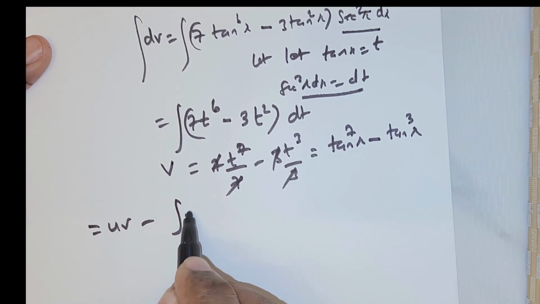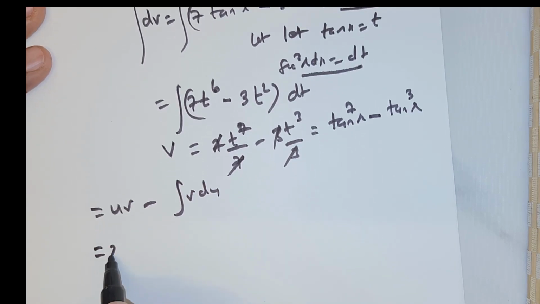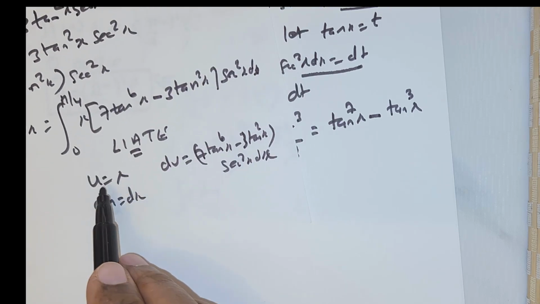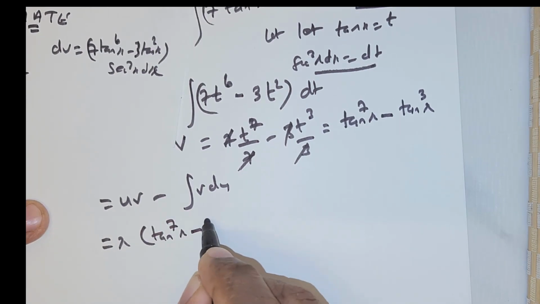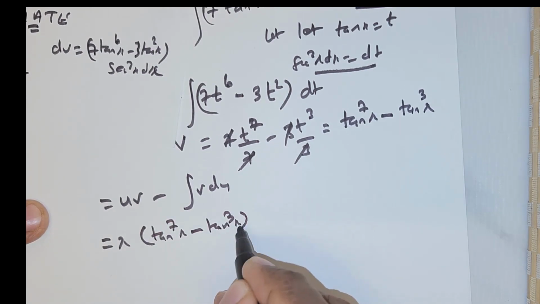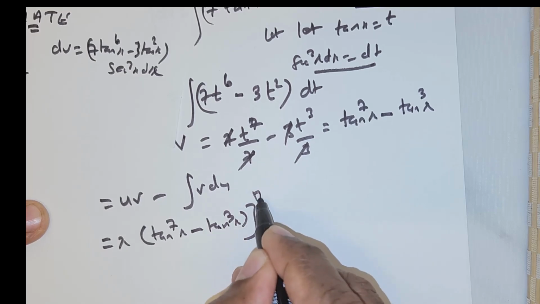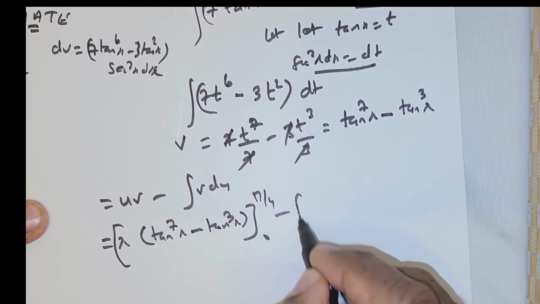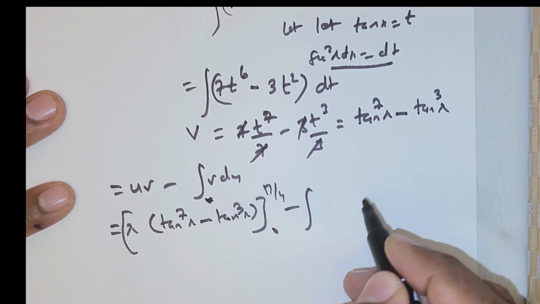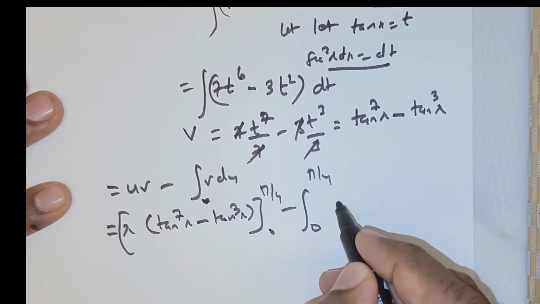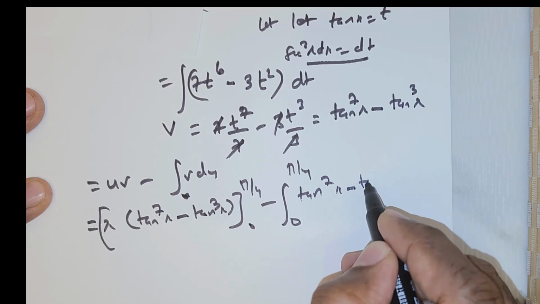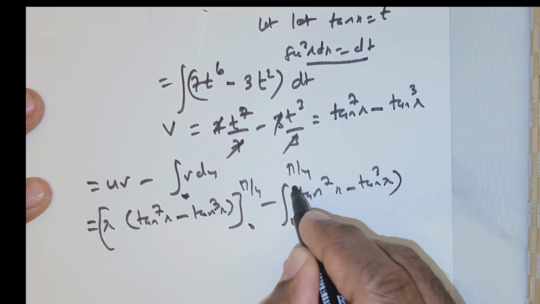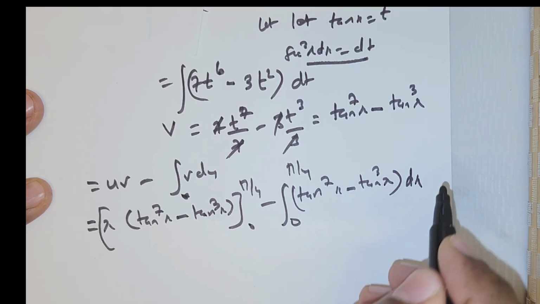So this is what our v is. So uv negative integral v du. My u is already obtained, which is going to be x here. So x times v, which is tan raised to the power of 7x negative tan raised to the power of 3x. Now the limits are 0 to pi over 4, negative integral 0 to pi over 4, v is tan raised to the power of 7x negative tan raised to the power of 3x times du, which is going to be dx.